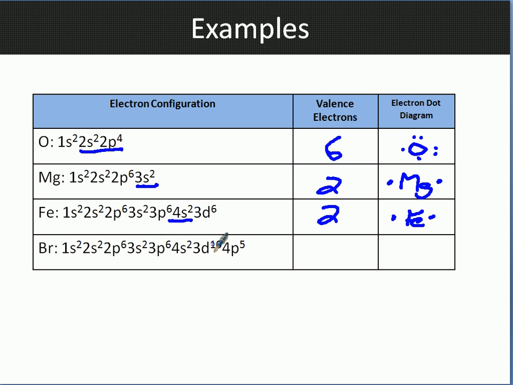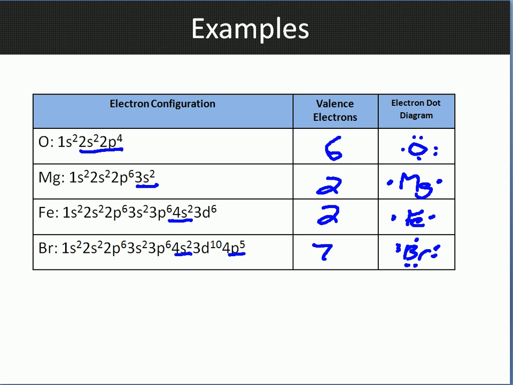Okay, bromine. The outermost layer for this is a 4s2 and a 4p5 for a total of 7. So the 3d10 I'm not going to write because it's a lower level. So when I write bromine, it's just going to be Br, and with 1, 2, 3, 4, 5, 6, 7. So 3 pairs of electrons and 1 single electron. So here's a few examples of how to apply these.